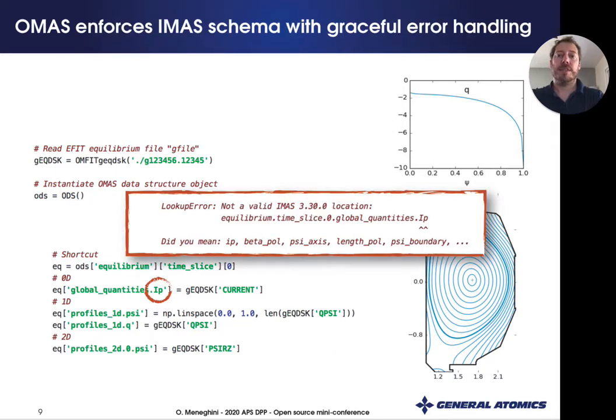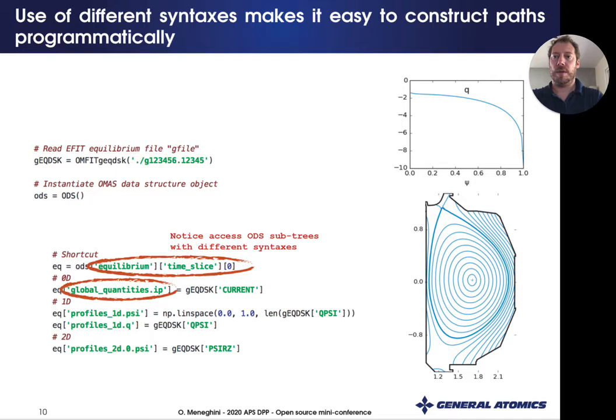As I said, OMAS enforces the IMAS schema with graceful error handling. So let's say that, for example, someone mistyped ip and put it capitalized. In this case, OMAS will throw an error, and it will also suggest what is the most likely thing that you meant to use. OMAS can use different syntaxes that make it very easy to construct paths programmatically. Here, for example, we're accessing the hierarchy kind of the same way you would do with Python dictionaries and lists. But you can also use a syntax just with a string, where every level in the hierarchy is separated by a dot.